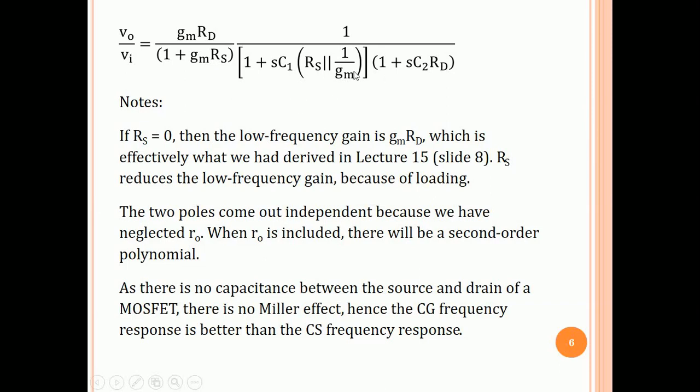Here the two poles have come out independent, and I alluded to that earlier, because we've ignored RO, so the interdependence of VO and VS was removed. It's not a bad assumption if RS and RD are small compared to RO. If they are not, then of course one has to include RO.